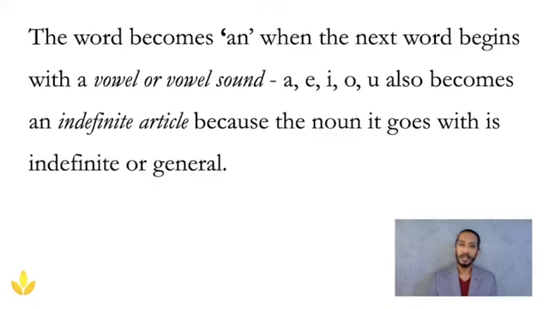So in Kannada, we call this Anunasika, which means without the help of a nose. So vowel or vowel sounds are those characters where you don't need the help of the nose to pronounce. So the vowels here that we're talking about are the 5 characters from the English alphabet A, E, I, O, U. So the word a becomes an when the next word begins with a vowel or a vowel sound.